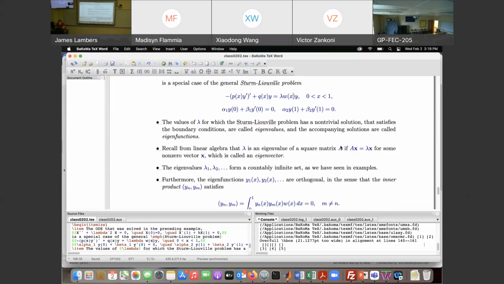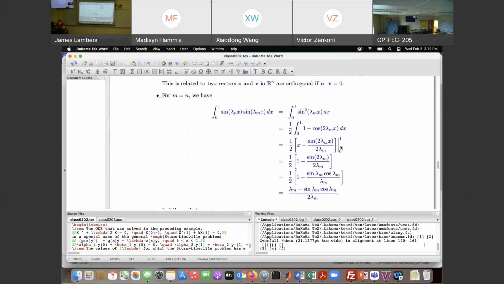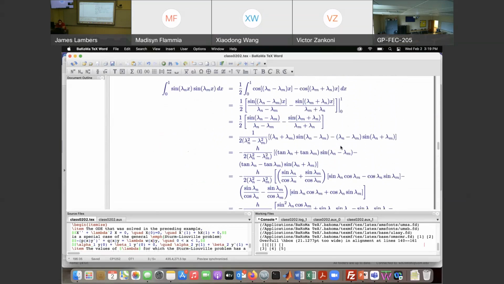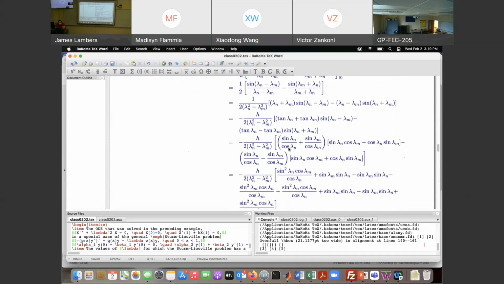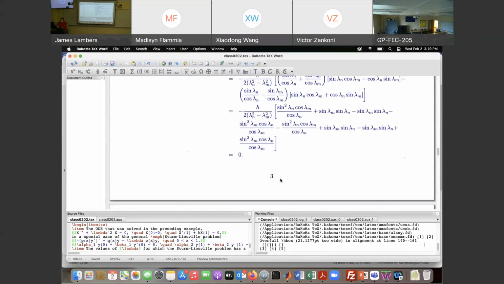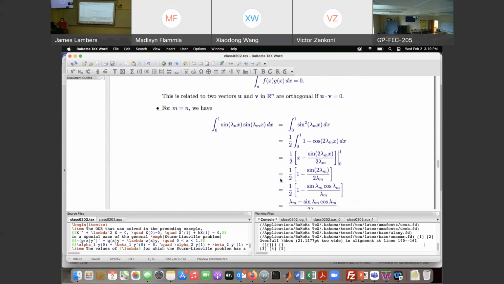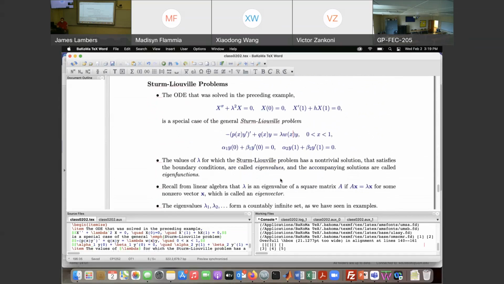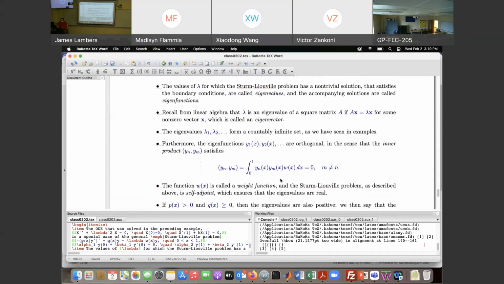So this convenience that I had in this problem, where these integrals magically turn out to be 0, that's a feature of these kinds of boundary value problems. A function w of x, we call that a weight function.